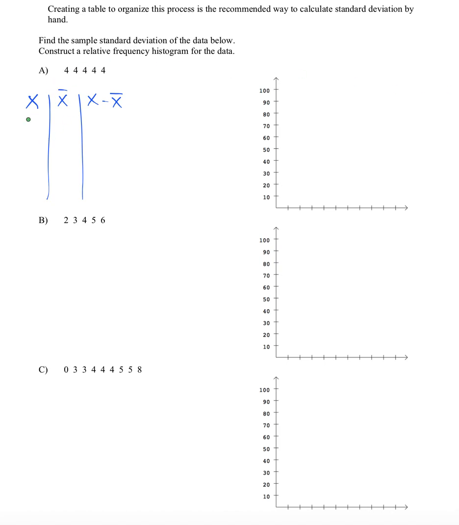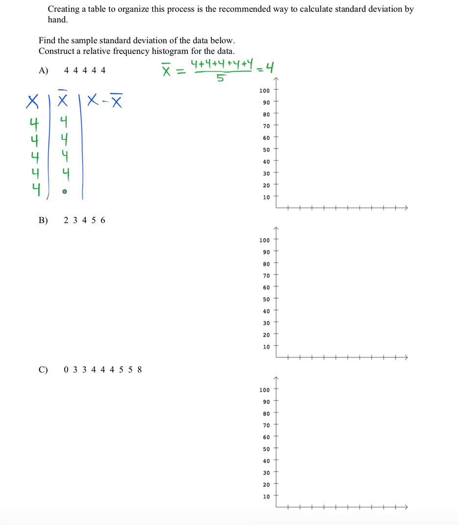Now in this method, we like to repeat as many 4s as there are in the data set, so everybody's included. There are 5 4s, so list them all. The mean of the data can be calculated. That's found by just adding up and dividing by 5. So our mean is 4. Let's put that down.